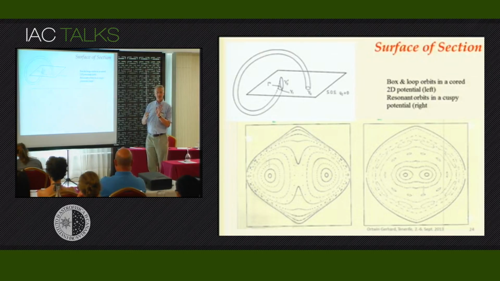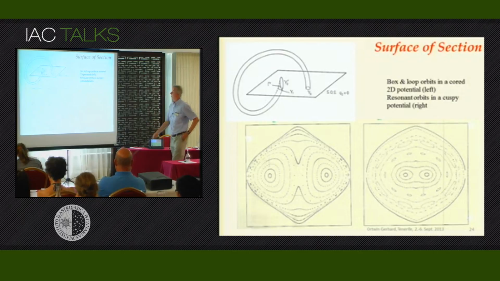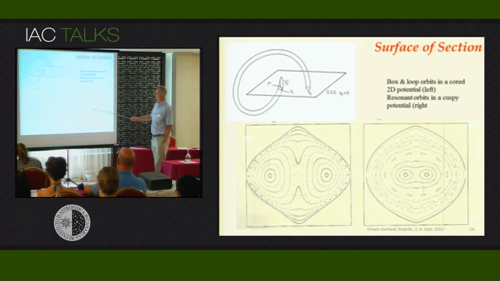The surface of section shows quite similar behavior to these separable potentials, as you see, where these are the box orbits, and these are two families of loop orbits with different sense of rotation.